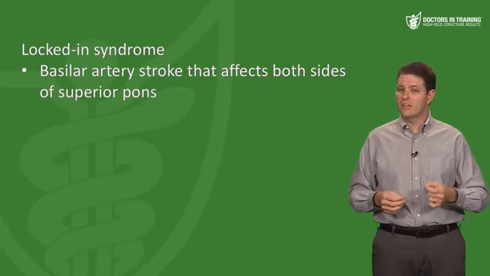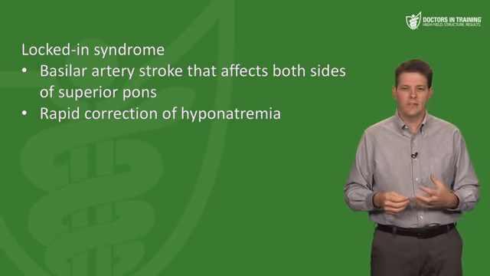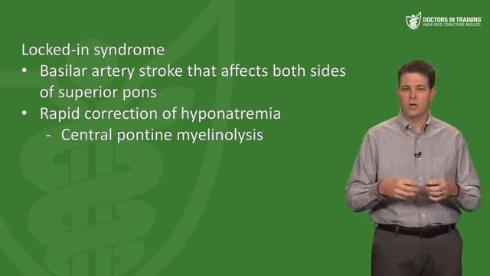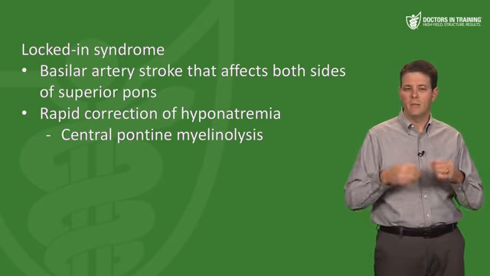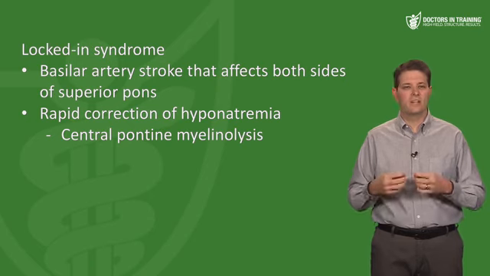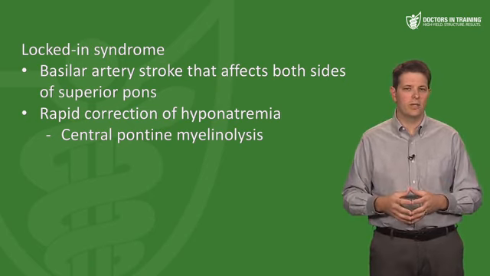It's also classically associated with rapid correction of hyponatremia, or low sodium, and this can lead to lysis of the myelin in the central part of the pons. We call this central pontine myelinolysis. And on MRI, you're going to see this as an increased signal intensity in the pons. It's pretty rare, but that's a classic association.